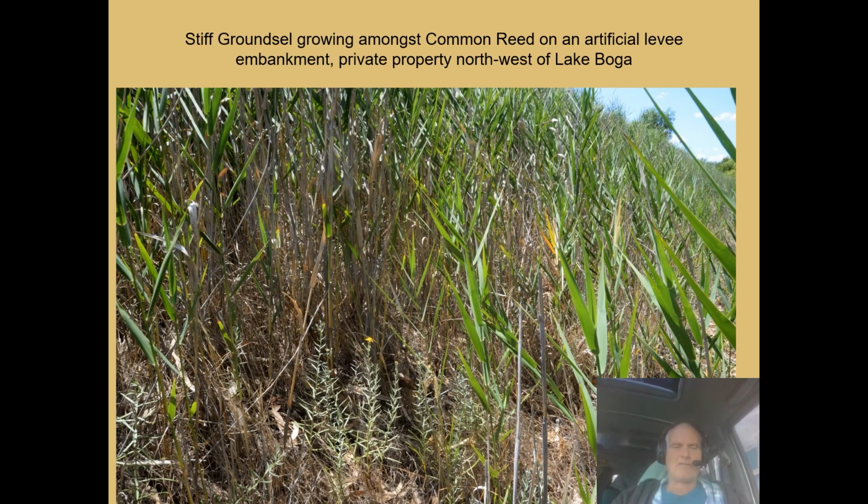And again, this is the population up near Lake Boga on a private property. It's basically growing on the outer wall of a river levee on the Little Murray River, where it's probably getting a bit of seepage. You can see all the common reed, the Phragmites, there, and it's growing in a bit of a different environment, almost like a monospecific stand of Phragmites with a bit of the Senecio growing through amongst it.